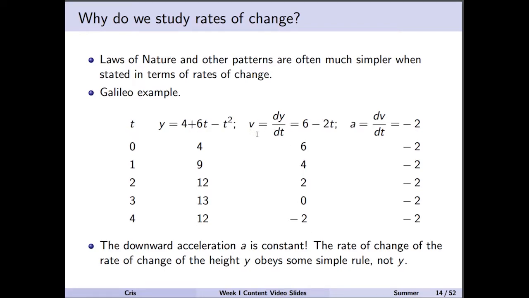Now if you take the rate of change of velocity, you get the acceleration, and that's even simpler. That's always minus 2. So the downward acceleration of a ball in motion is constant. This is really Galileo's main insight here. It's not the height that follows a simple law, it's the rate of change of the rate of change of the height that obeys some simple rule, not the height. So simple physics problems, the rule isn't stated for the height y, it's stated for the acceleration, which is the rate of change of velocity, which is the rate of change of y.